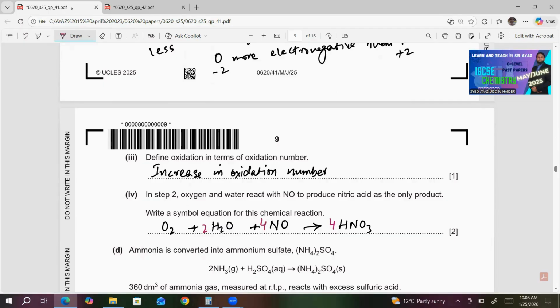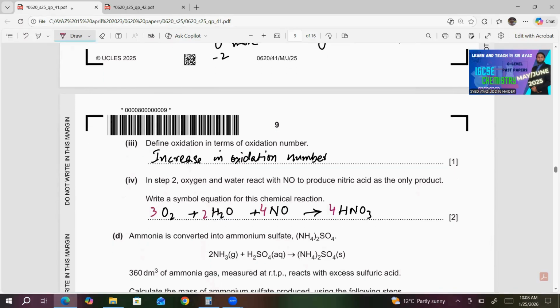Now let's count oxygen. On the right hand side, we have 4 times 3, that is 12 atoms of oxygen. And on the left hand side, we have 4 plus 2, 6 atoms of oxygen. So 6 needs to be balanced. That makes 3. We'll put 3 before O2. Now this equation is balanced.